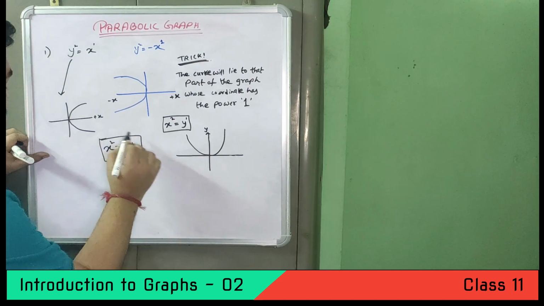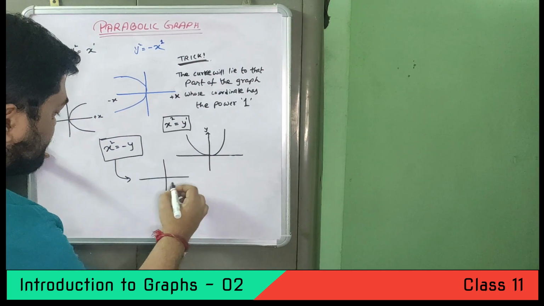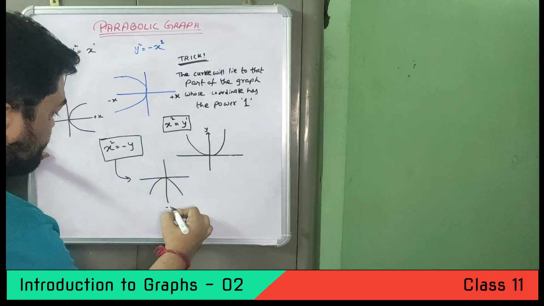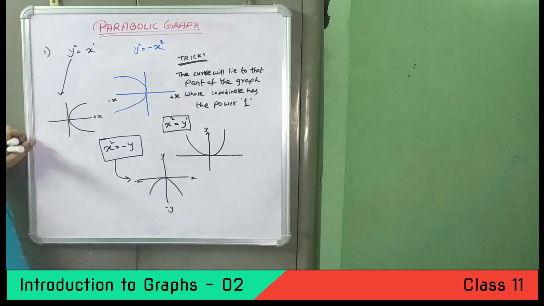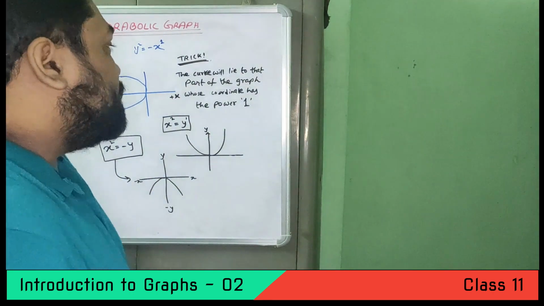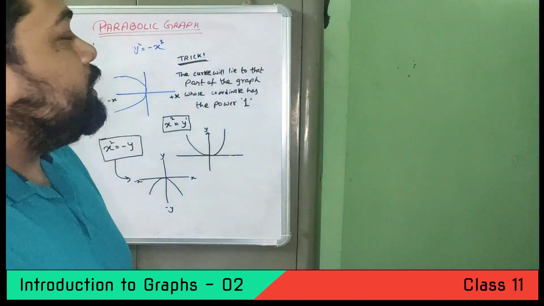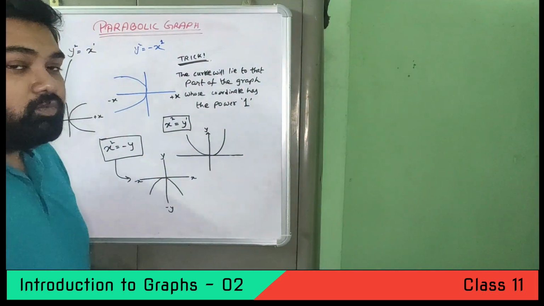For this particular equation the curve will be somewhat like this. This will be on the negative part of the y axis. That means this is negative y, this is x, this is y, and this is minus x. So this is a small trick as to how to find out the nature of the curve in case of a parabolic graph, right? So this was all about the parabolic one.